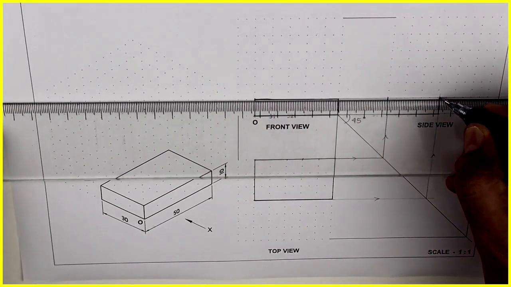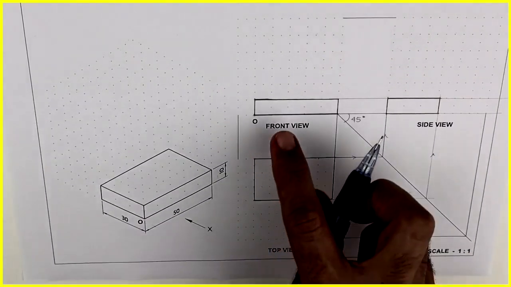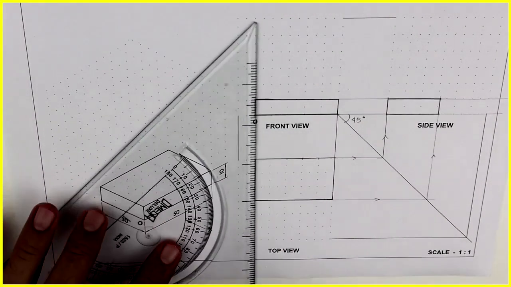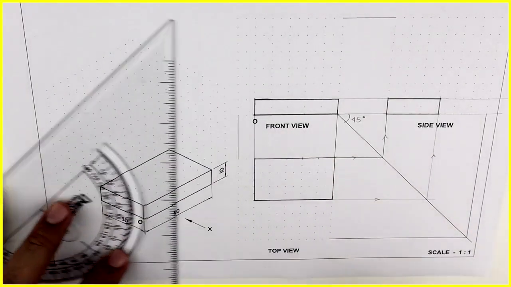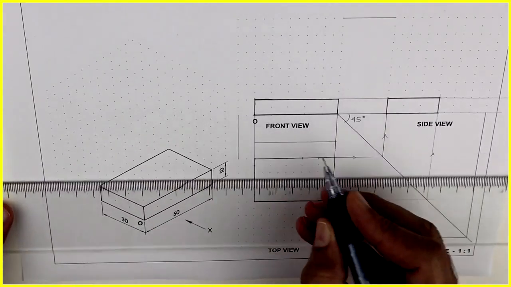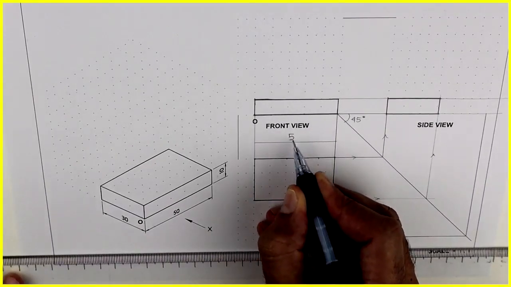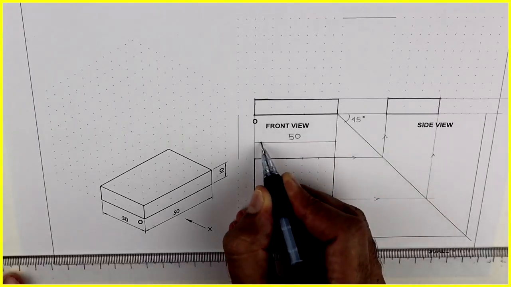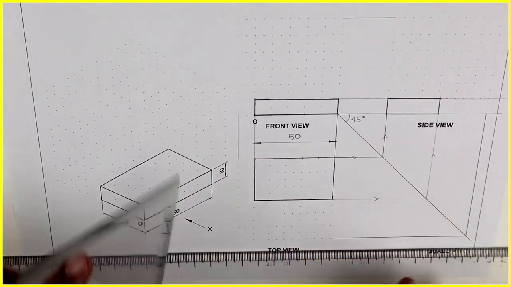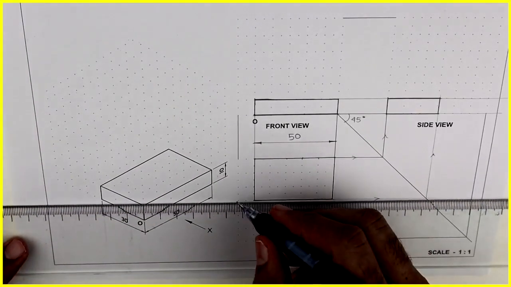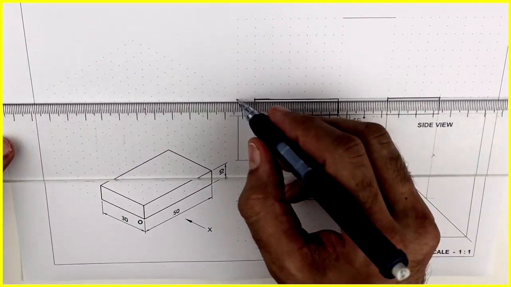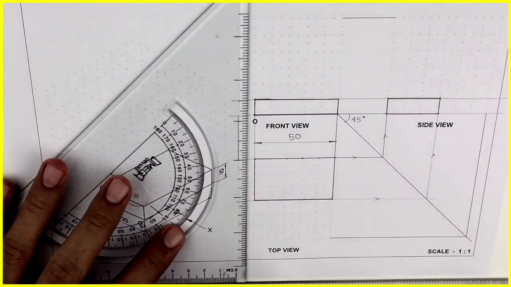Now darken this. So we got the front view, top view and side view. In side view, width and height. Now we will do dimensioning. So I will show you how to do dimensioning. It should be above the line. Over here we will write 50 and we will draw arrows. If you have seen my previous video, in that I have explained how to draw arrows, so you can refer to that. And I'm showing width and height, which is 30 and 10.